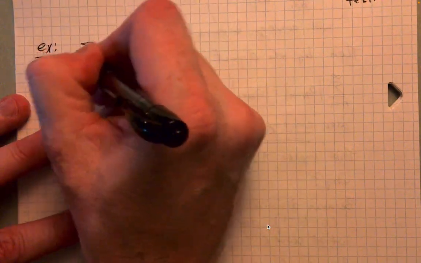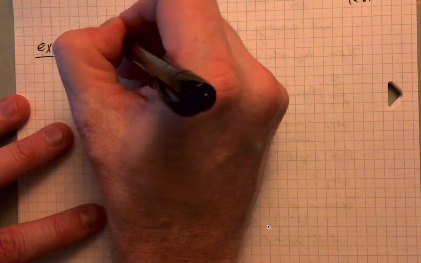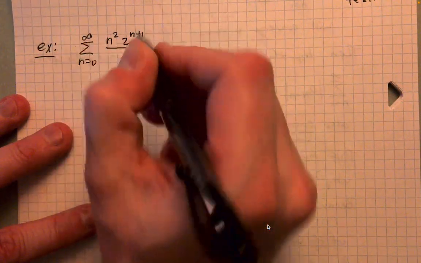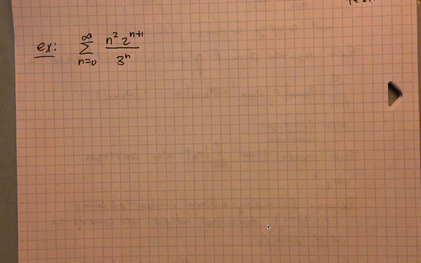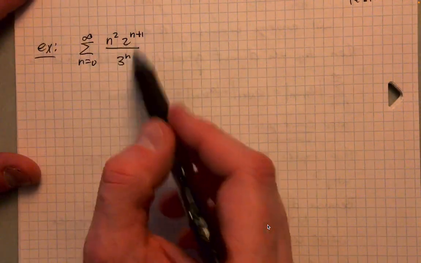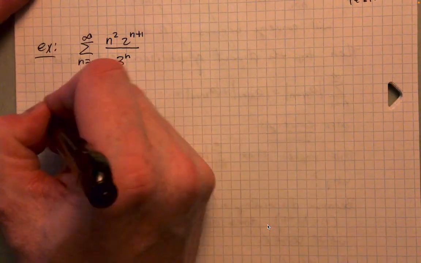How about this one? The sum from n equals 0 up to infinity of n squared times 2 to the n plus 1 over 3 to the n. Does this converge? Again, let's just jump right into the ratio test. Everything is non-zero for sure. So that's what we need to check. And then we just try it.